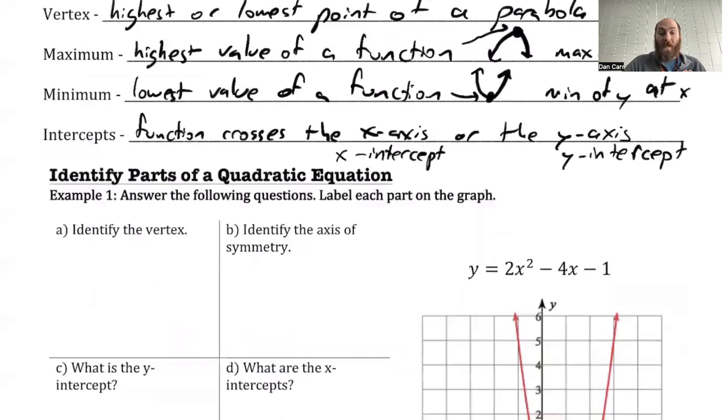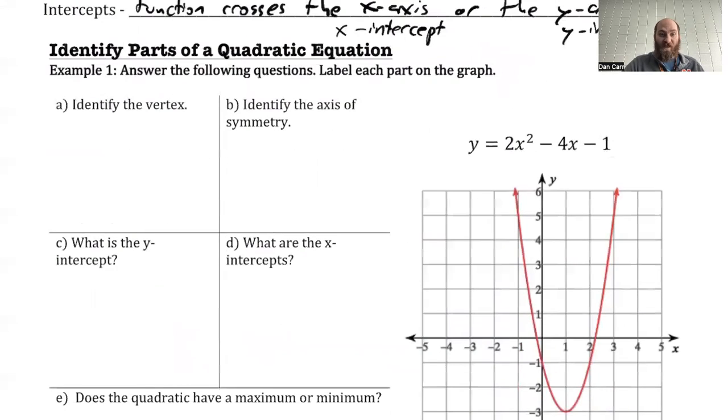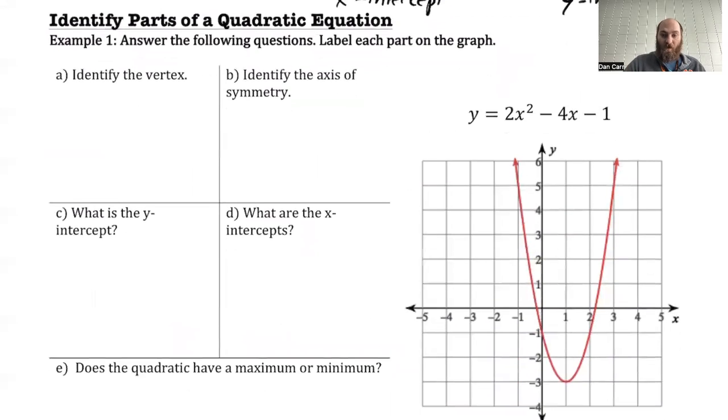All right, based on this graph, we're going to identify some of these things. So first thing we can do is probably easiest is to find the vertex. That is the lowest point, which is down here. The point is at (1, -3). So that is my vertex, (1, -3).